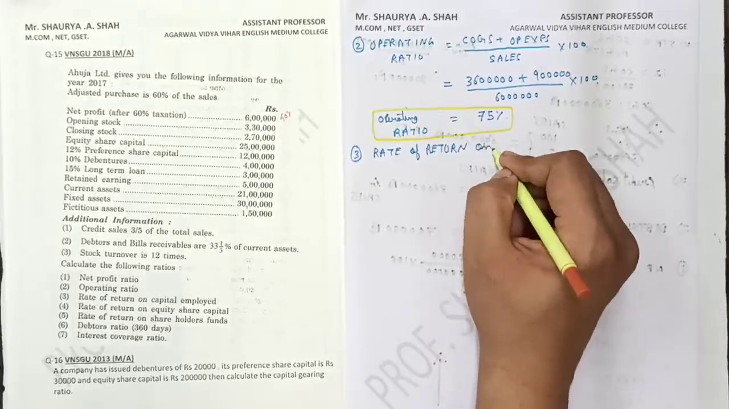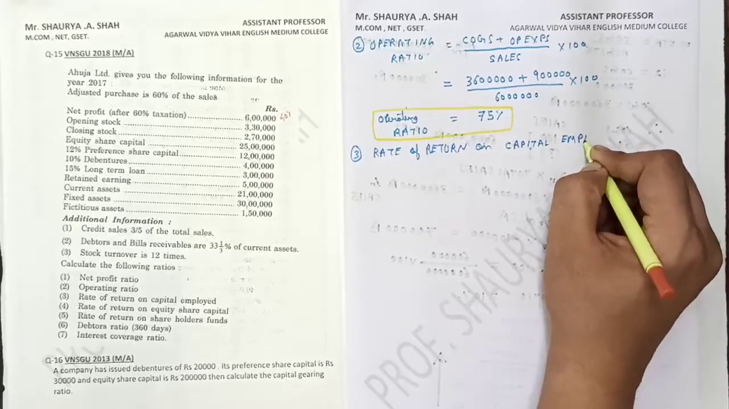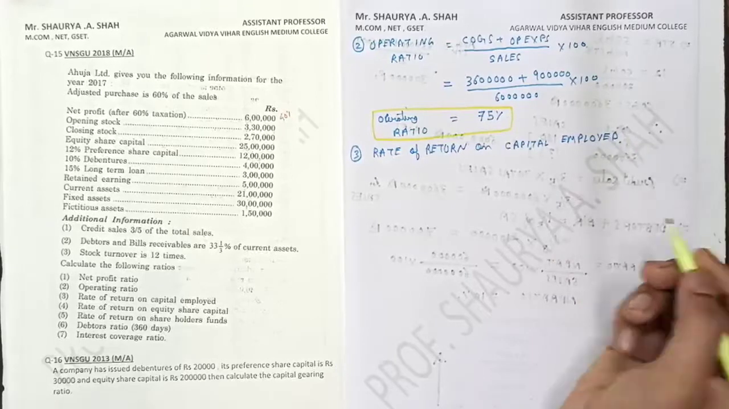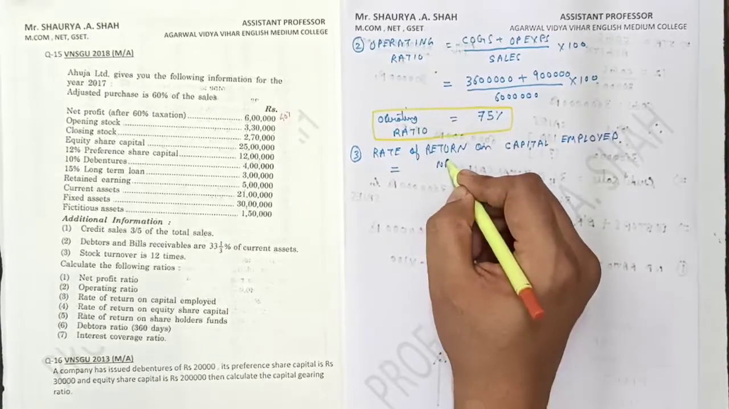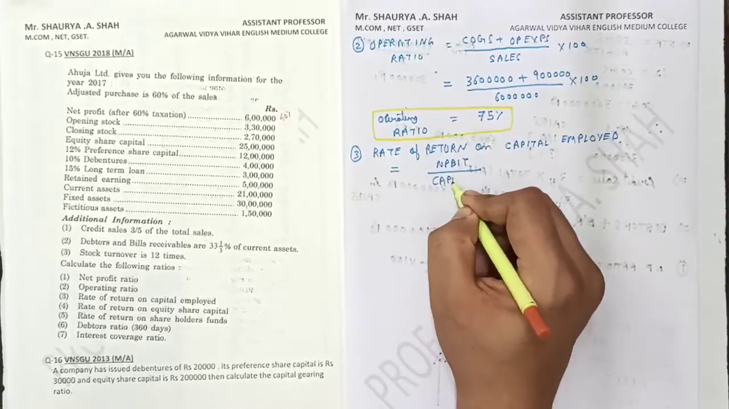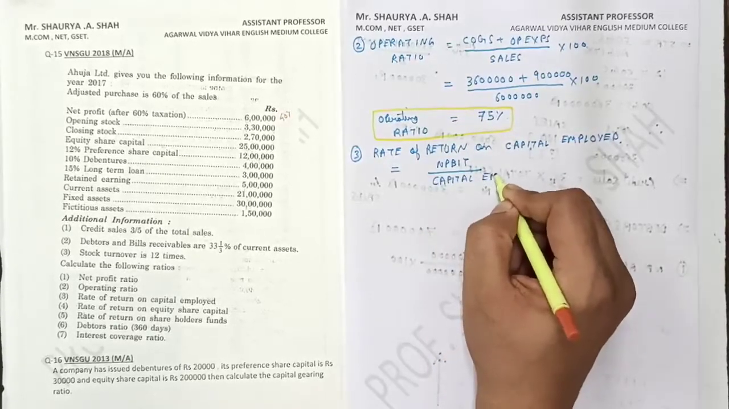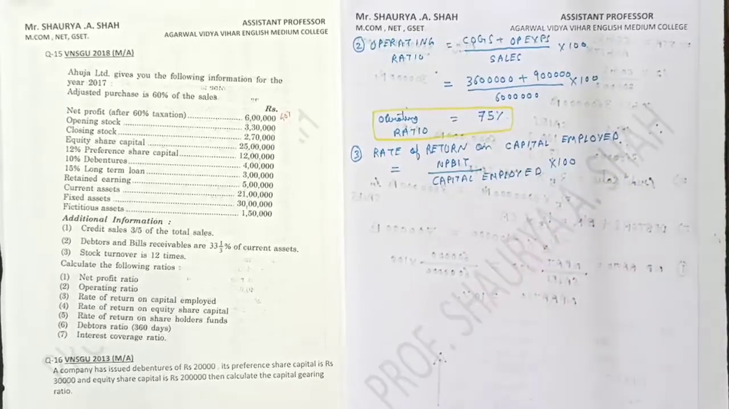Rate of return on capital employed is equals to, what is the formula, students? That is, again we can say, net profit before interest and tax divided by capital employed into 100. Remember each and every formula very carefully. If there is any mistake in the figures, then it will again be incorrect marks for you people, right?